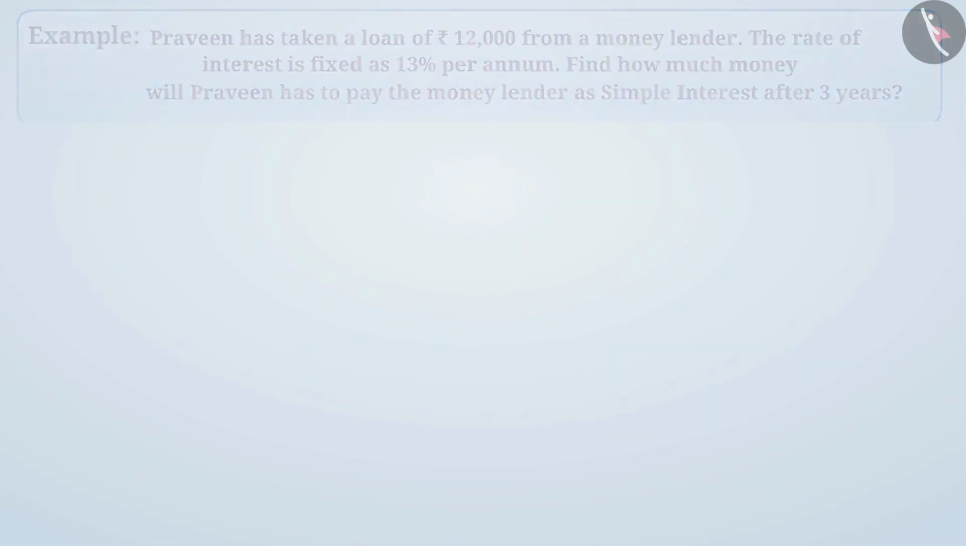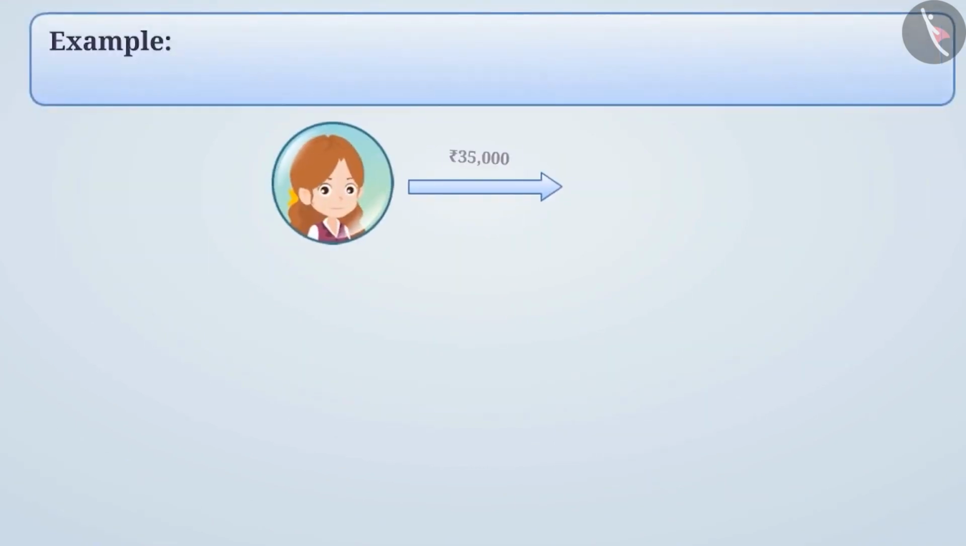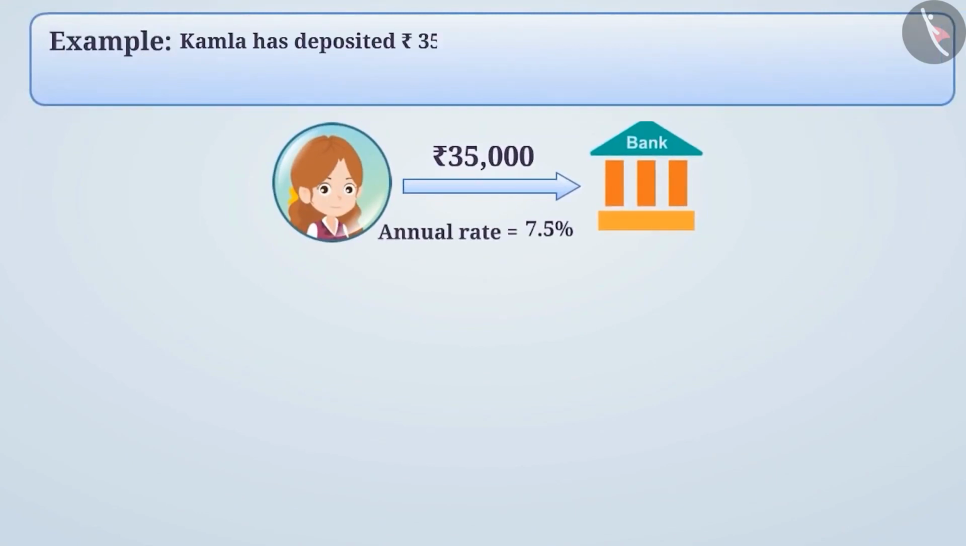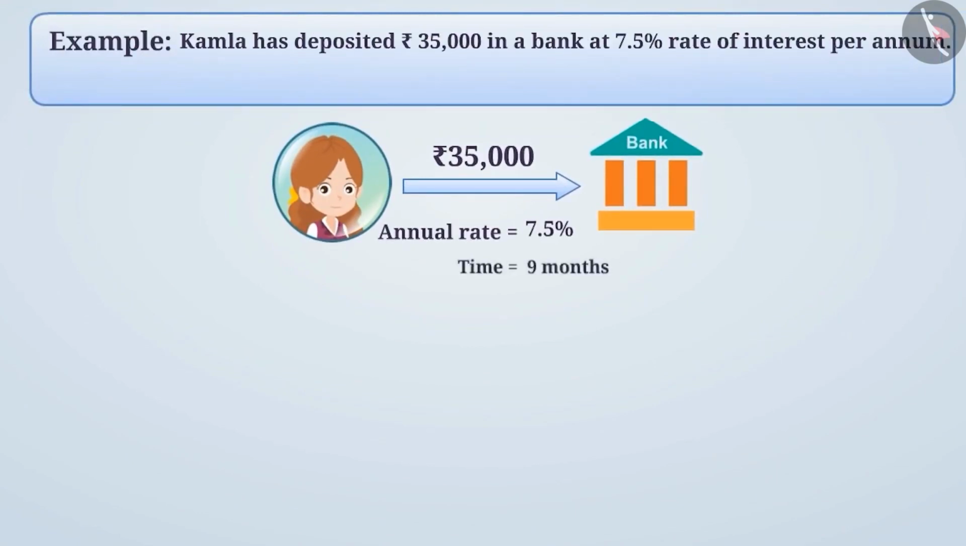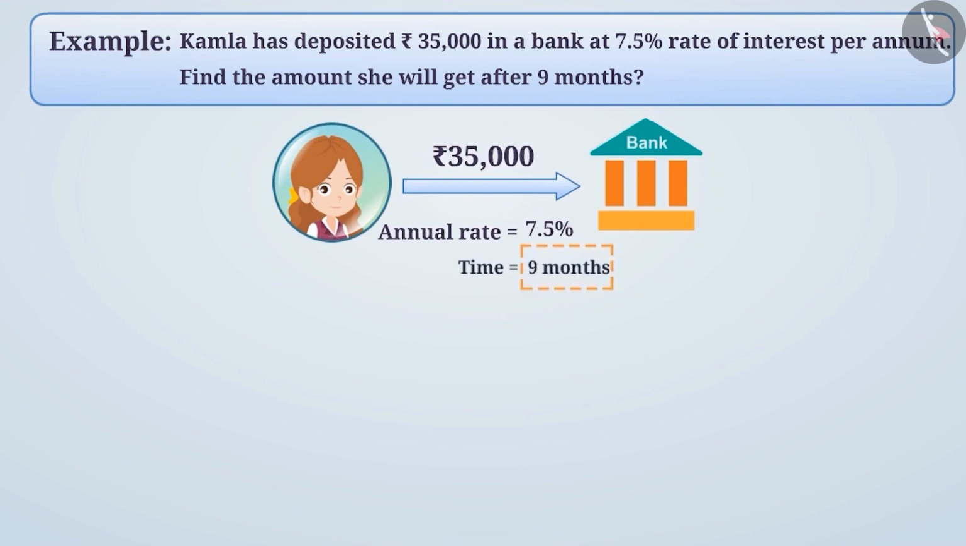Next example. Kamala has deposited Rs 35,000 in a bank at 7.5% rate of interest per annum. Find the amount she will get after 9 months. This is a very interesting question. Here, we have to take care of certain conditions. The first thing is to note that the time is given in months. Therefore, it is necessary to convert it into years.